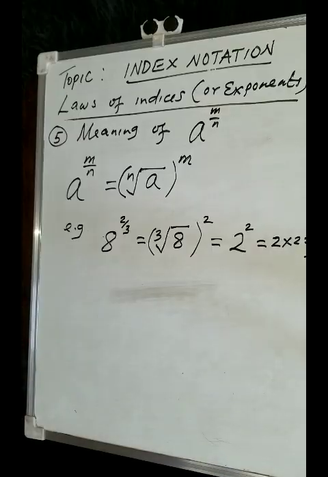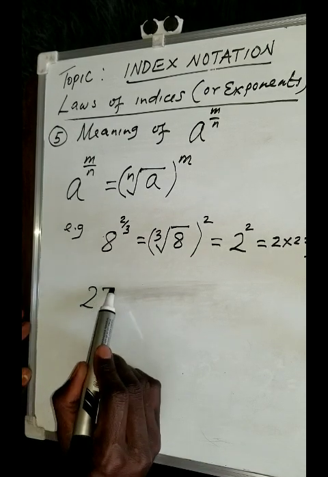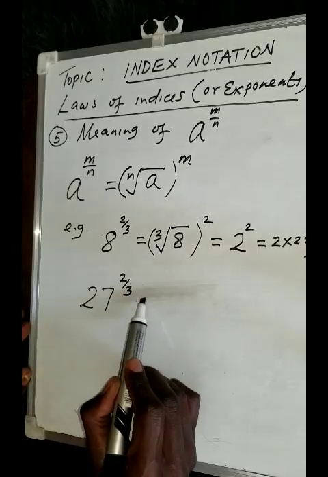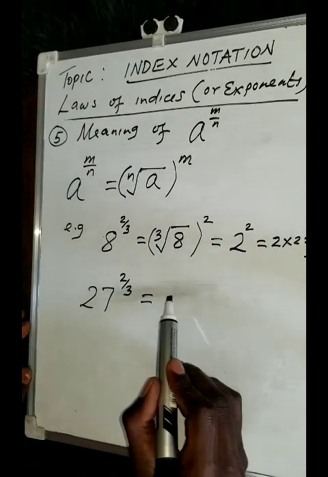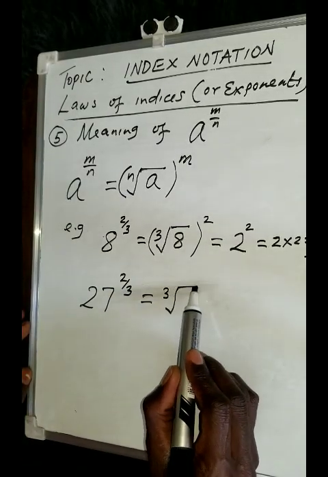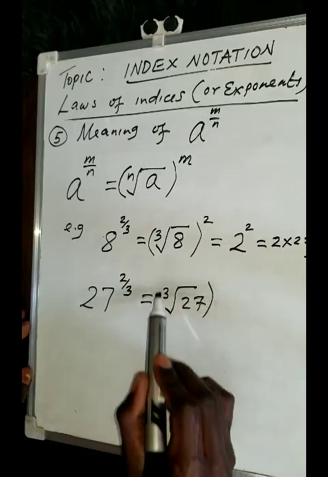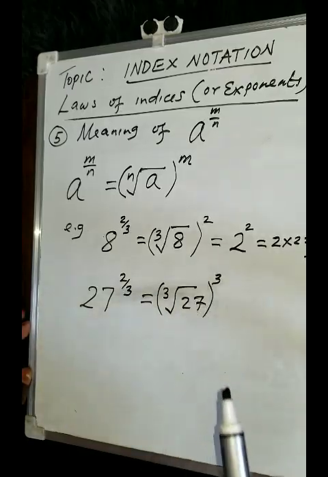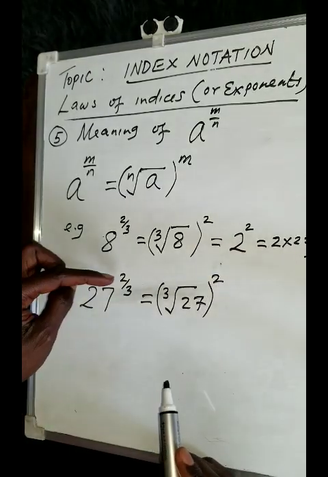Hopefully we are together. Suppose again you have maybe 27 raised to 2 over 3. How is that going to be? Again, it is going to be the cube root of 27 and this whole thing raised to the power 2, the 2 is on top.